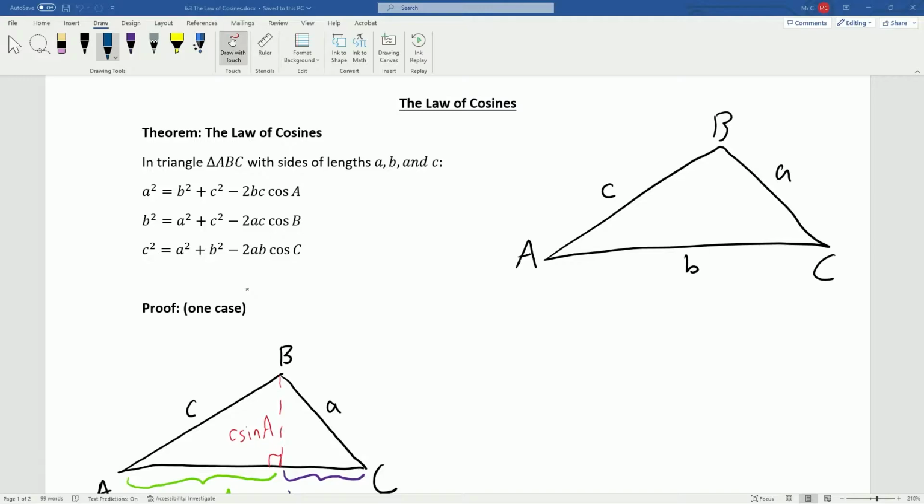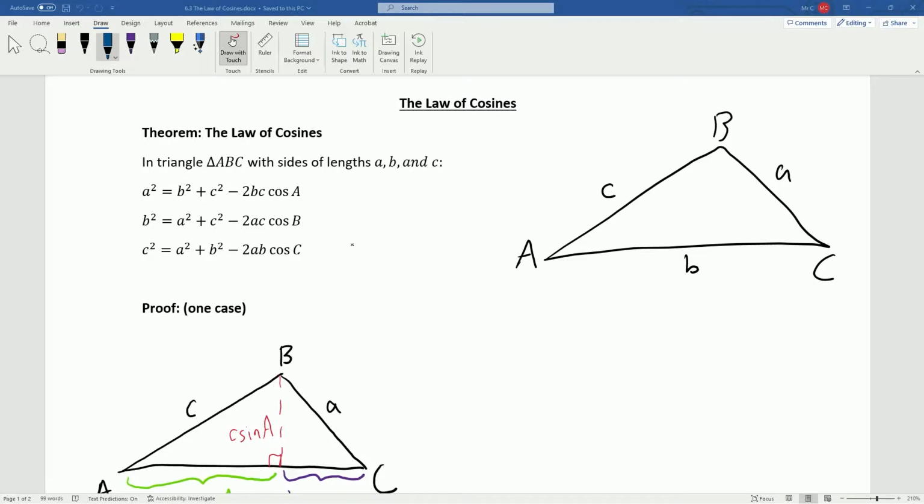So a couple quick things here. The first thing is, notice that all of these look like the Pythagorean theorem, right? a squared equals b squared plus c squared minus something. So really, the way we can think of the Pythagorean theorem is as a special case of the law of cosines. The law of cosines is more powerful, more general. It can deal with triangles of all sorts, whereas the Pythagorean theorem can only deal with right triangles.